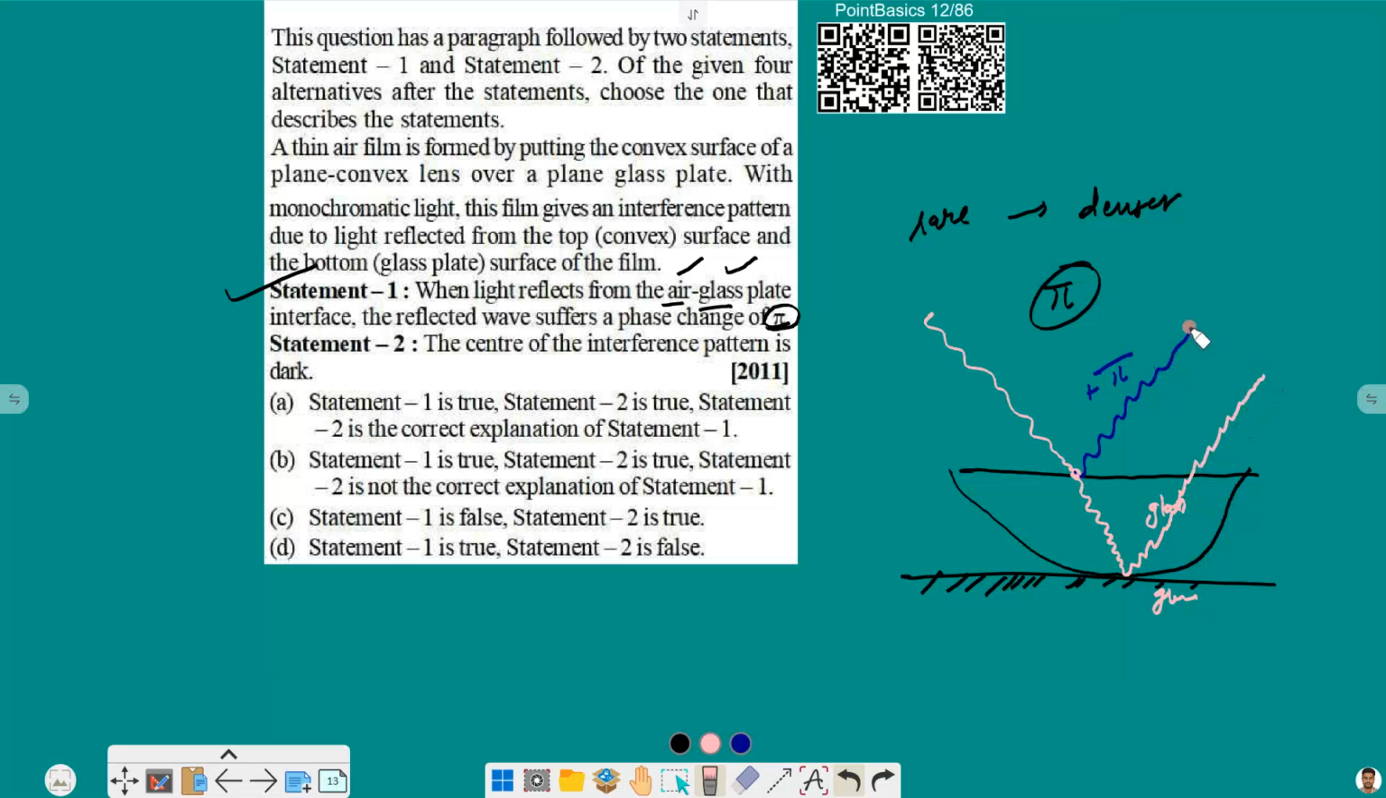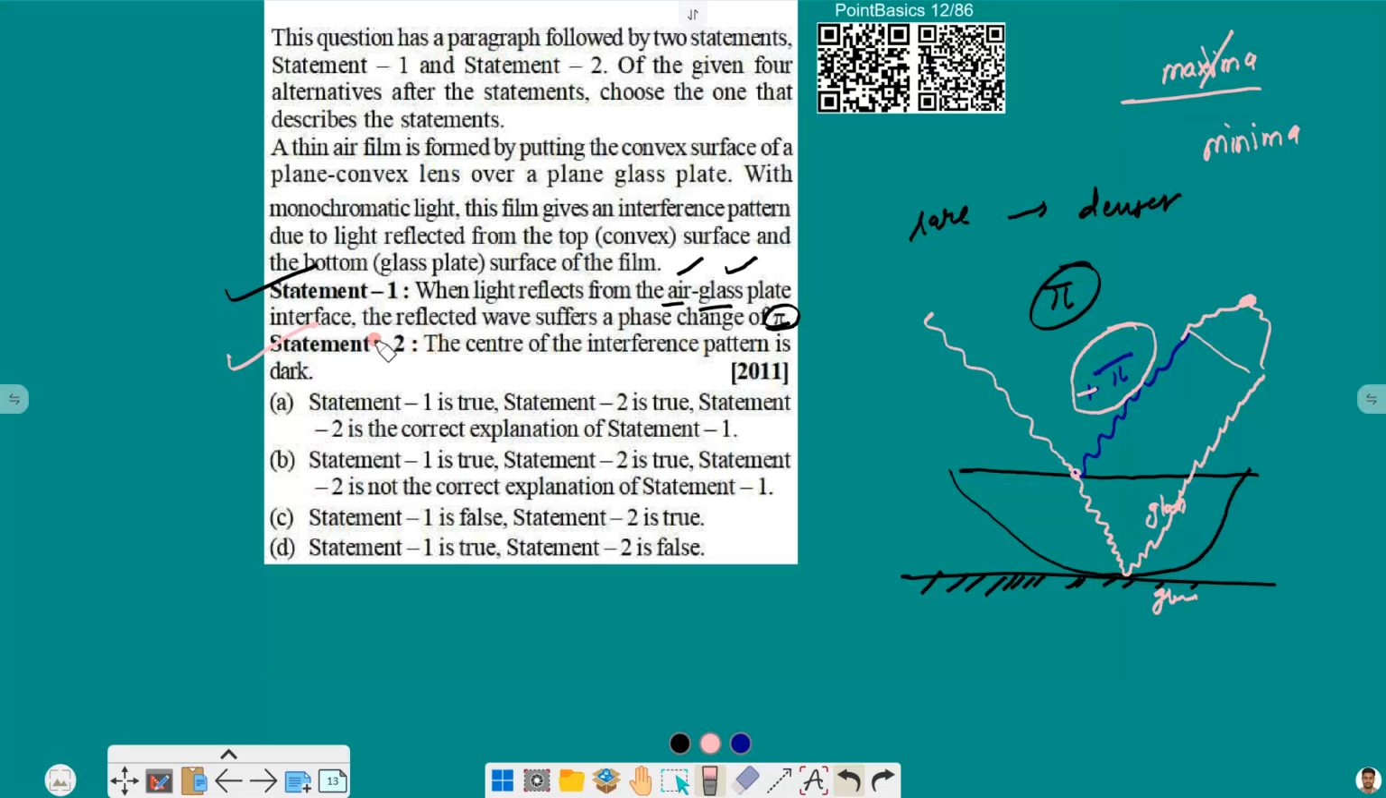So when these two lights meet or when they interfere with each other, this light has an additional phase of pi, due to which the condition for maxima and minima will interchange. And normally we have maxima at the center when there is no phase change, but now as there is a phase change of pi, we will get minima at the center. So that's why statement 2 is also right. So we can say both statements are right here.